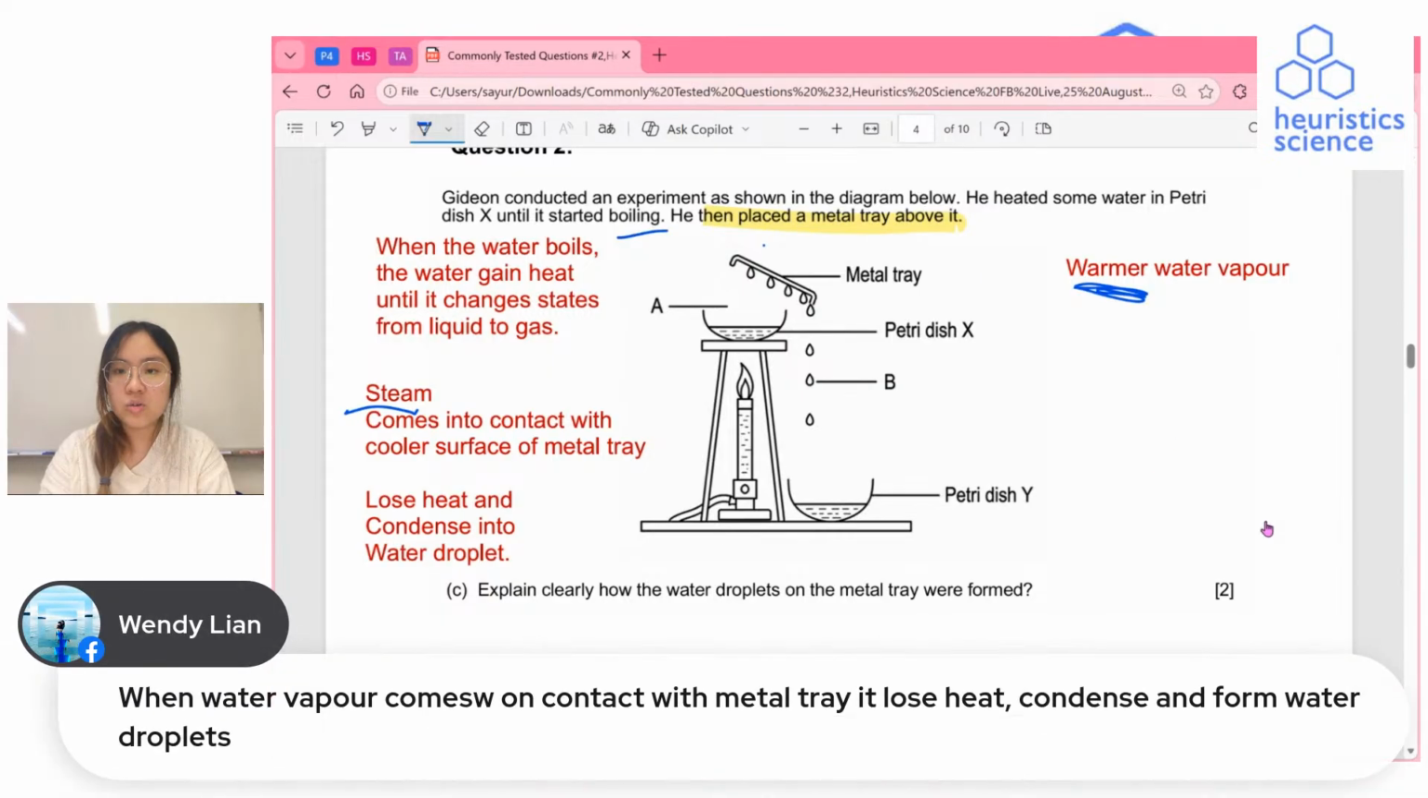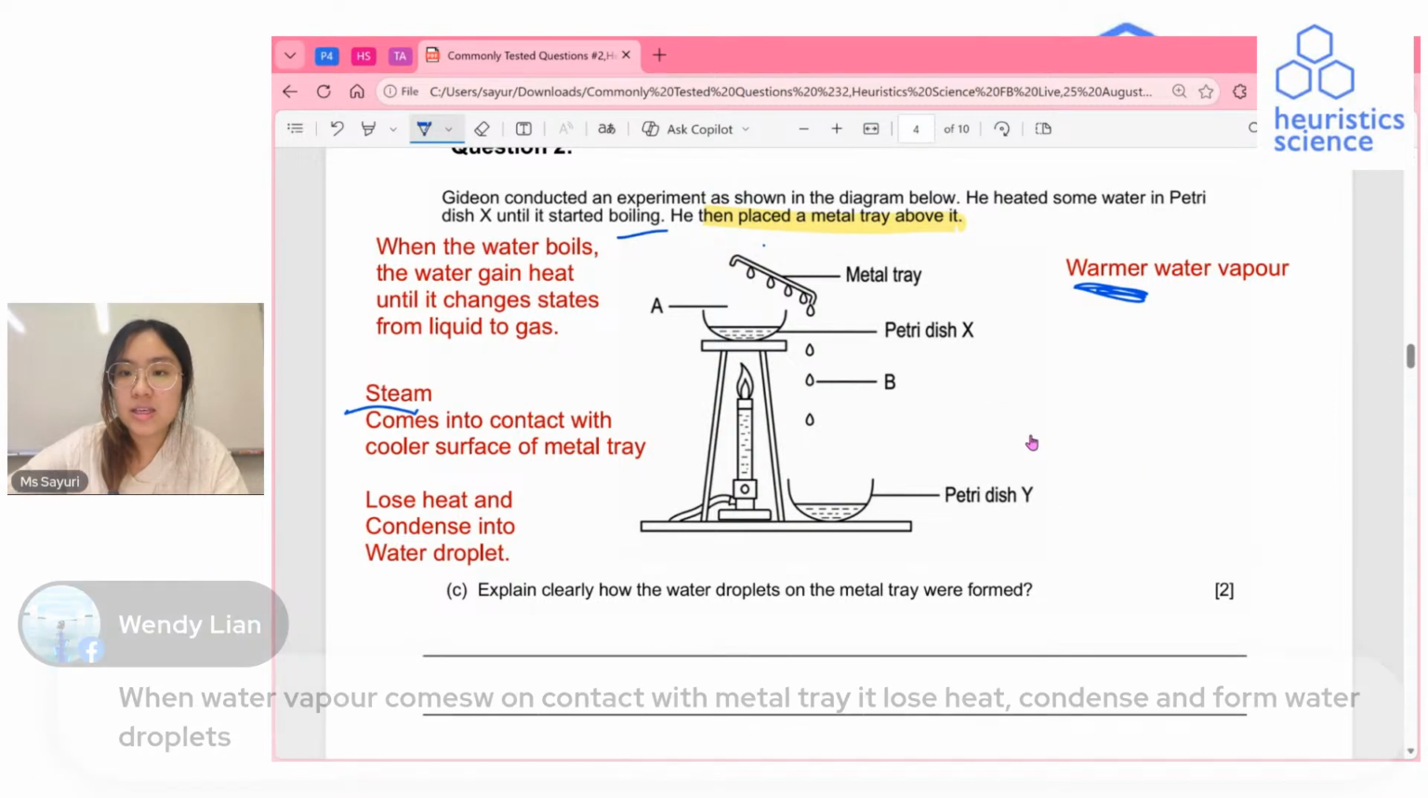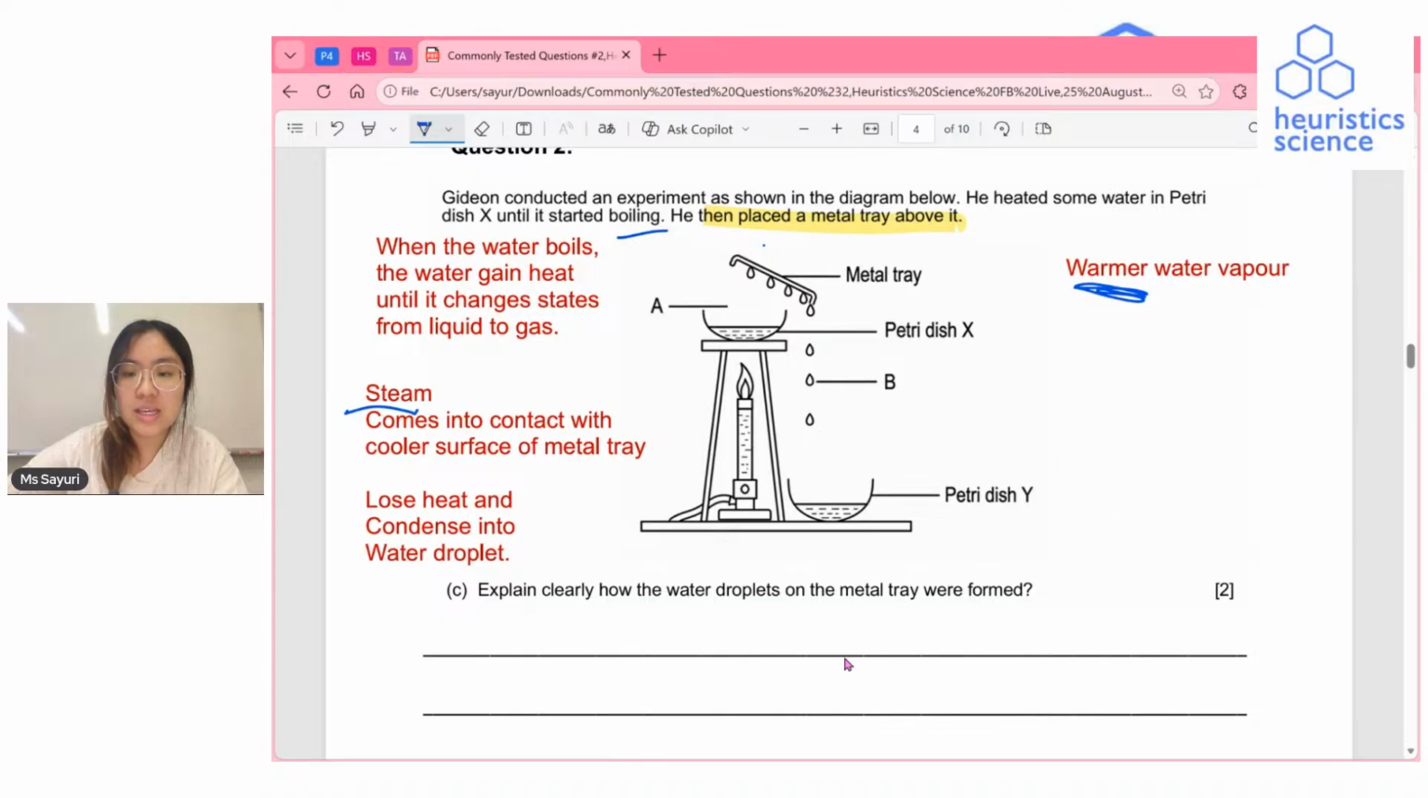Hello. So water vapor comes into contact with the metal tray, a cooler surface. The metal tray is important. It loses heat, so water droplets condense. Okay, so now next.